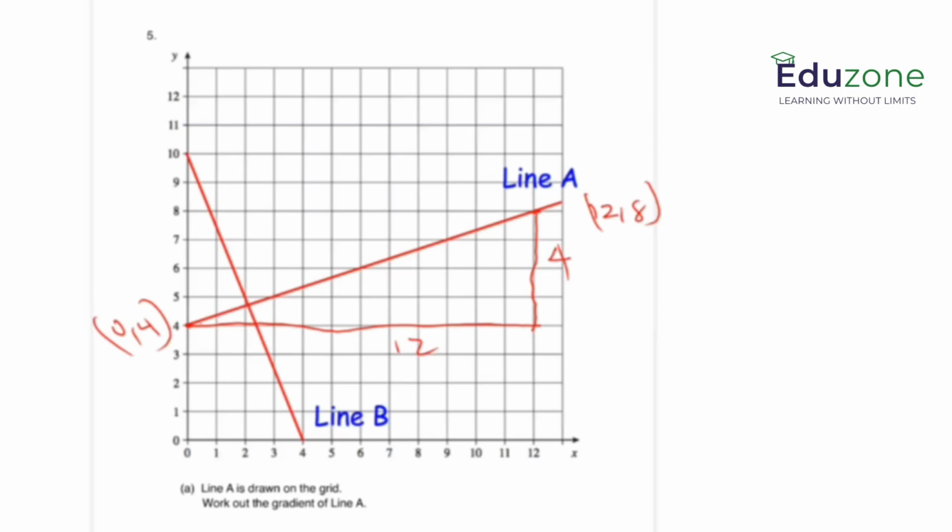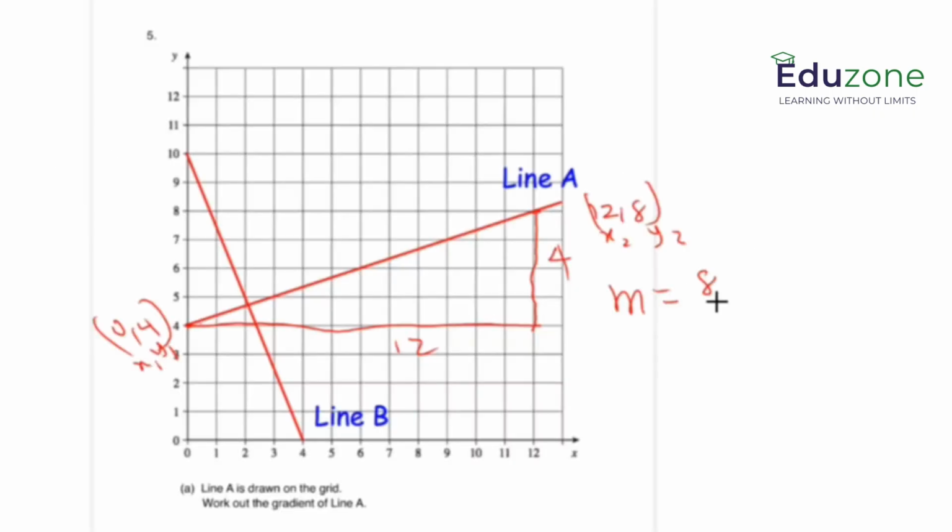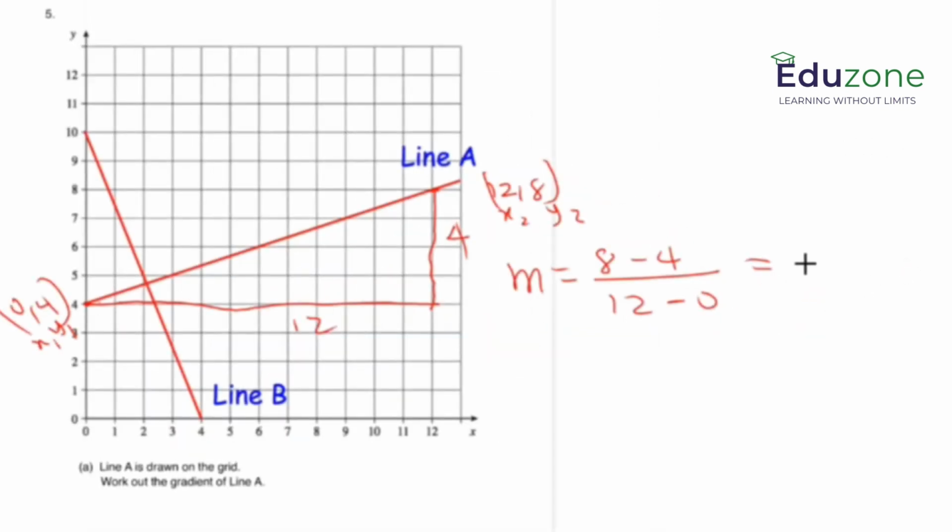And if you use the formula with x1, y1, x2, y2, y2 minus y1 is 8 minus 4, divided by x2 minus x1, 12 minus 0. 8 minus 4 is 4 over 12. So that one is 1 divided by 3. So just locate the points.